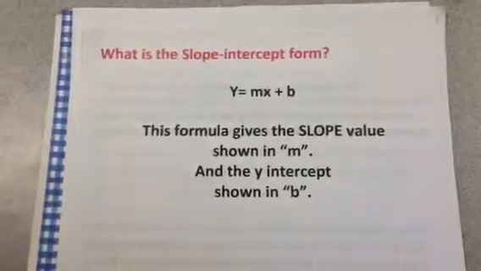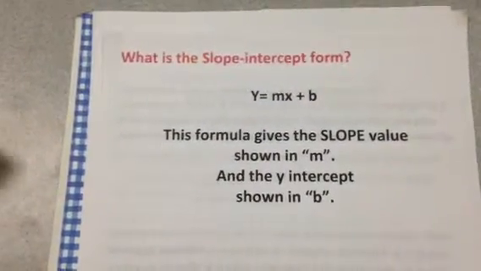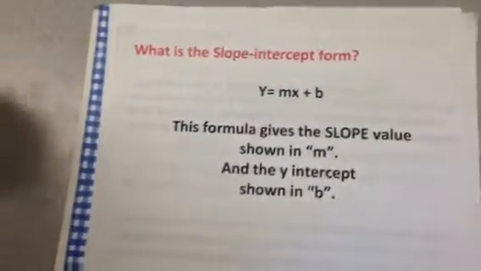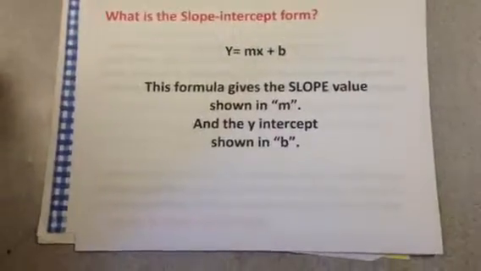What is the slope-intercept form? y equals mx plus b. This formula gives the slope value shown in m, and then the y-intercept shown in b.